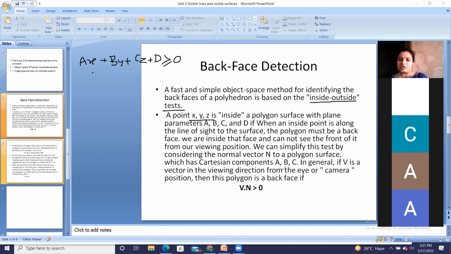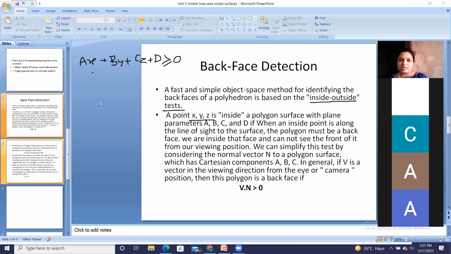Here, which is the Cartesian component A, B, C, in general, if V is a vector in the viewing direction from the eye or camera position, then the polygon is a back face if V dot n is greater than 0.